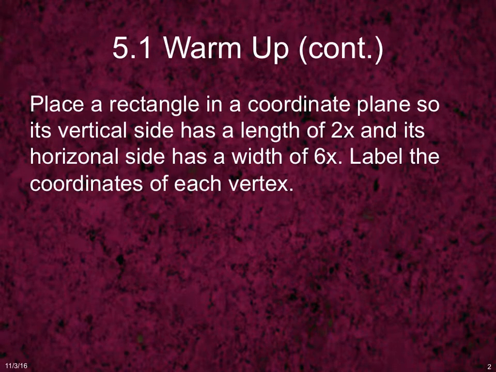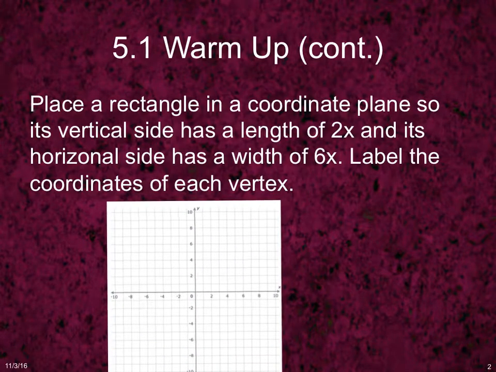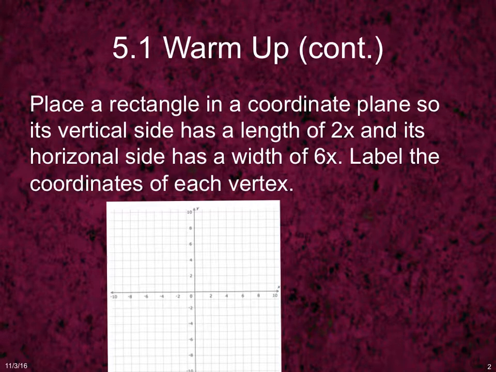All right, this one says place a rectangle in a coordinate plane so that its vertical side has a length of 2x and its horizontal side has a length of 6x. Label the coordinates of each vertex. So this is a lot like the example that we did last week. I'm going to pull in a coordinate grid. I'm going to start with any length of vertical side. So let's say I go from 0 to 4, okay?